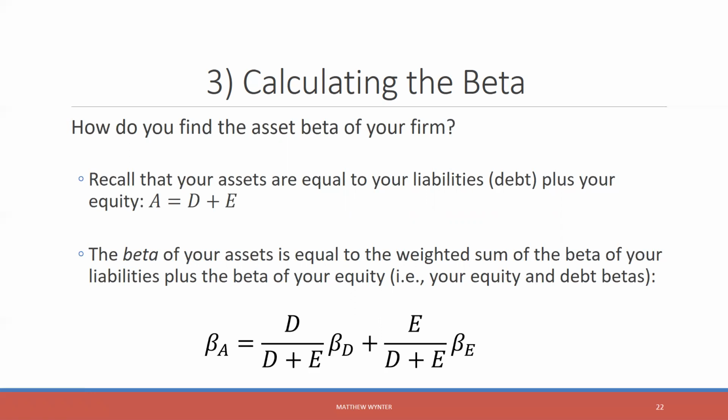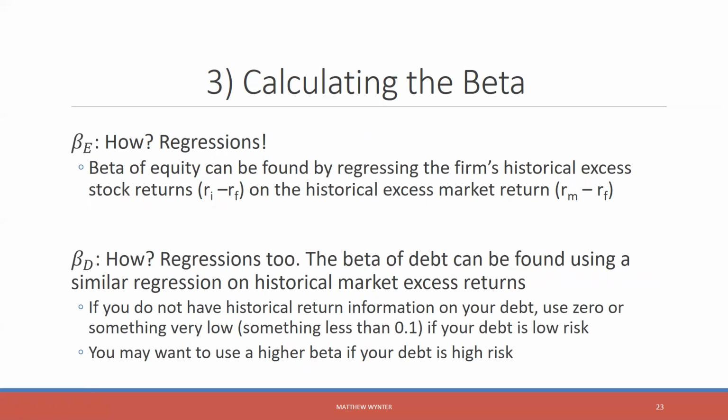So I'm taking into account that the firm has a capital structure, and when I say capital structure, I mean the firm has a level of debt and the firm has a level of equity. And each piece of the firm's capital structure that forms its total assets, together, we have the beta of the assets. How do you estimate the beta of equity? Well, with regressions. The beta of equity can be found by regressing the firm's historical excess stock returns on the historical excess market return. And that's what we just saw in the example of Cisco a few slides back.